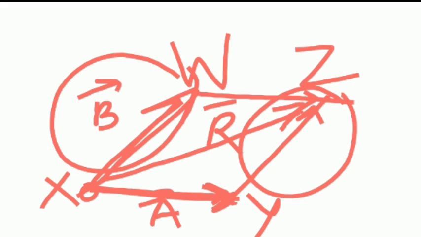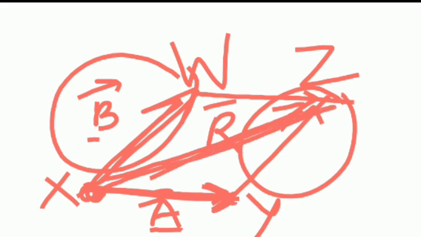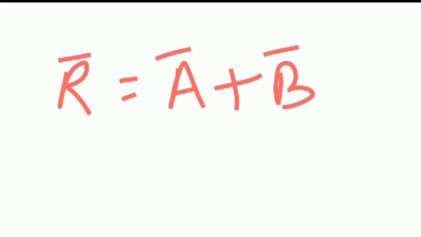Similarly, in the parallelogram law, we are joining two tails, and then we will complete the parallelogram, in this case x, y, z, w. Then we will draw a diagonal from x, which is the common tail of the given two vectors A bar and B bar, and this diagonal will be called the resultant, and we can write this as R bar is equal to A bar plus B bar.